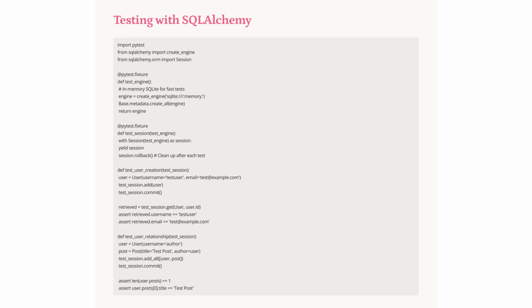Testing with SQLAlchemy involves using PyTest fixtures to set up an in-memory SQLite database for fast tests. Create a test engine and session, ensuring cleanup with session.rollback. Test user creation by adding and committing a user, then retrieving and asserting attributes. For relationships, add a user and post, commit, and verify the post count and title.